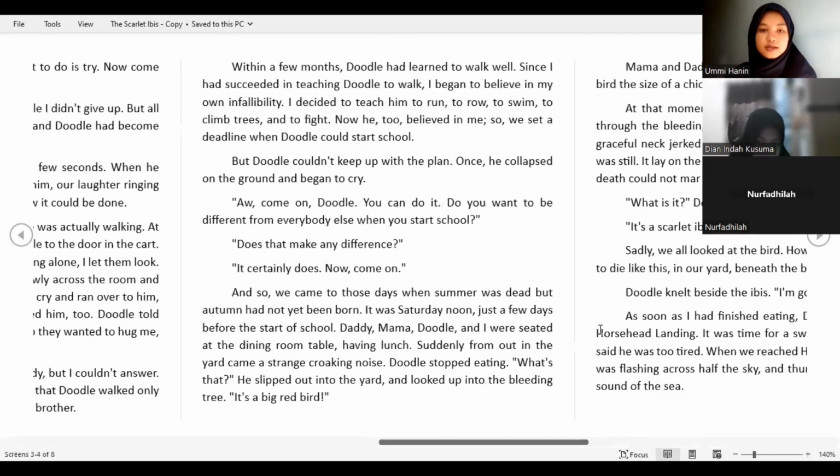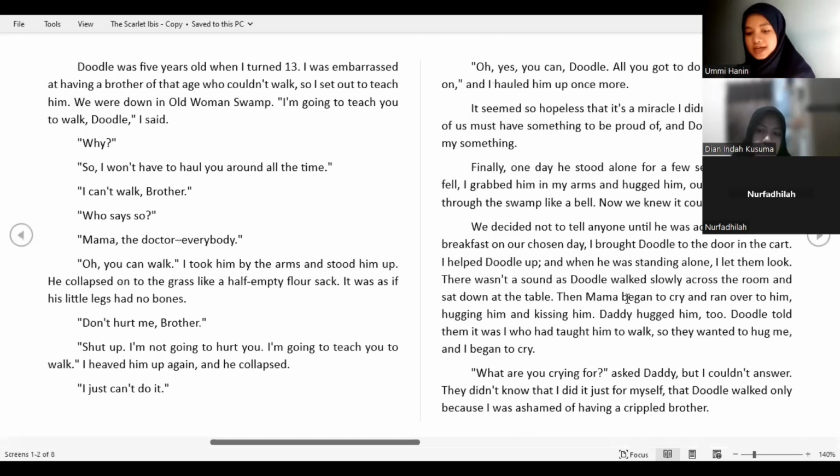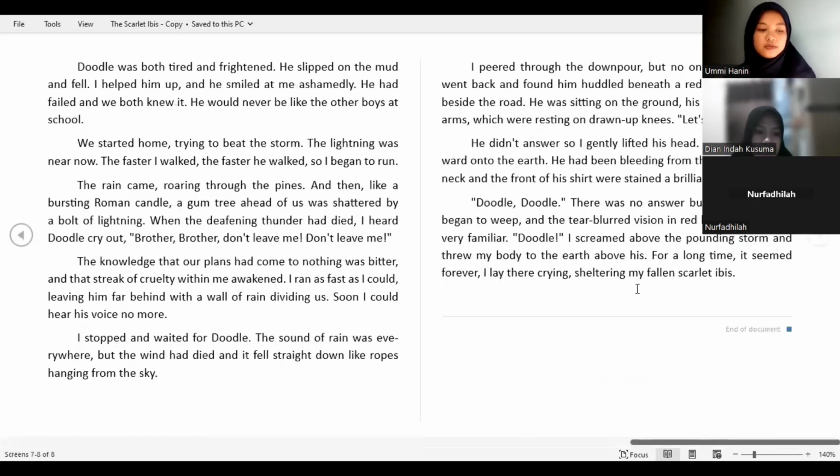For the noun phrases, the first one is in paragraph 1, the bleeding tree. And the second is the cotton field, old woman swamp, a note of cruelty, and I think that's all, ma'am. Thank you. Okay, thank you for the good answers from Dian and Dila.